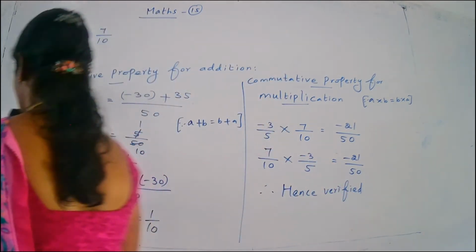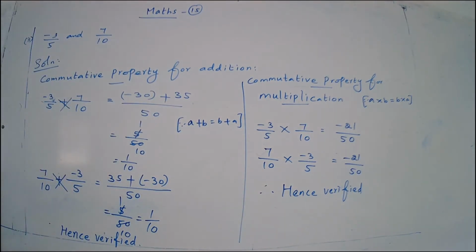Okay, children? Do it. Write it in your classwork note, in first question, second one. First of all, you check commutative property for addition. Then after you write commutative property for multiplication. You write one by one. Okay, children? Do you understand?